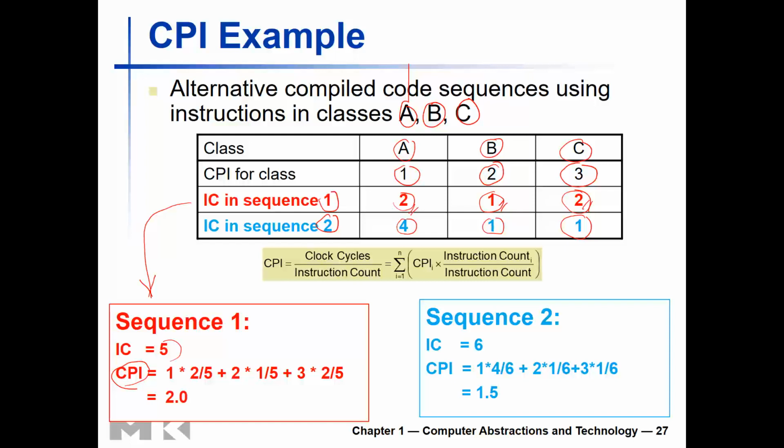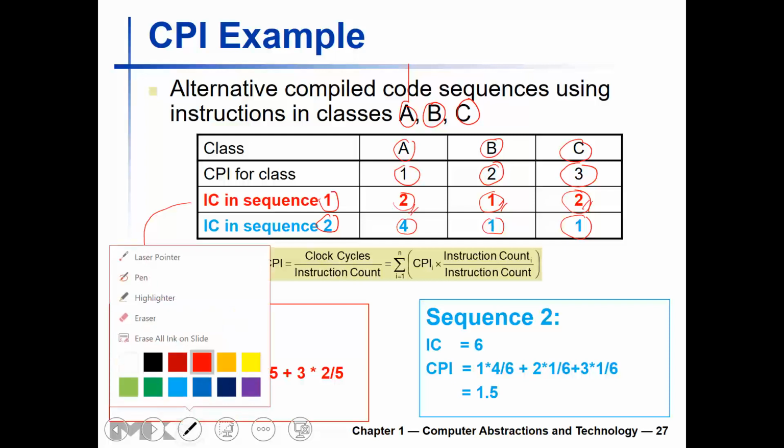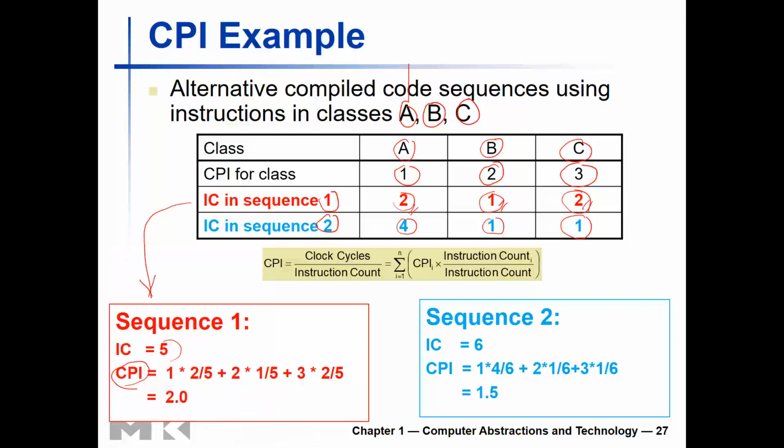Now I compute the average CPI. Let me just change the color here if I can. Let's use the green. Okay, so I have one instruction here, of CPI 1, and I have 2 of them. And I divide the 2 over the 5. Why 5? Because the number of instructions is 5.